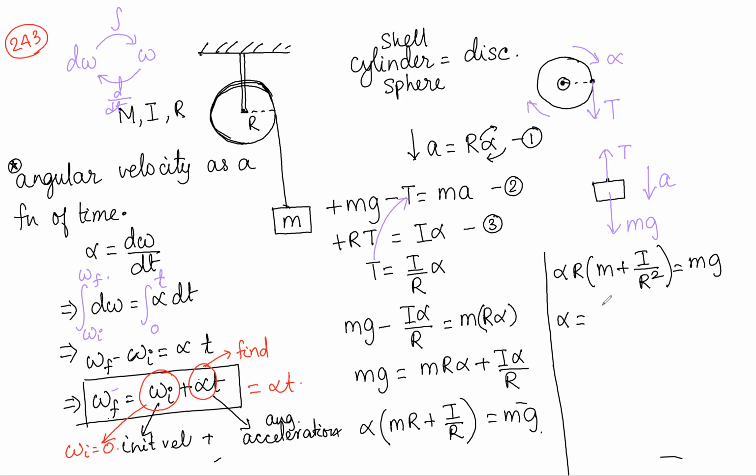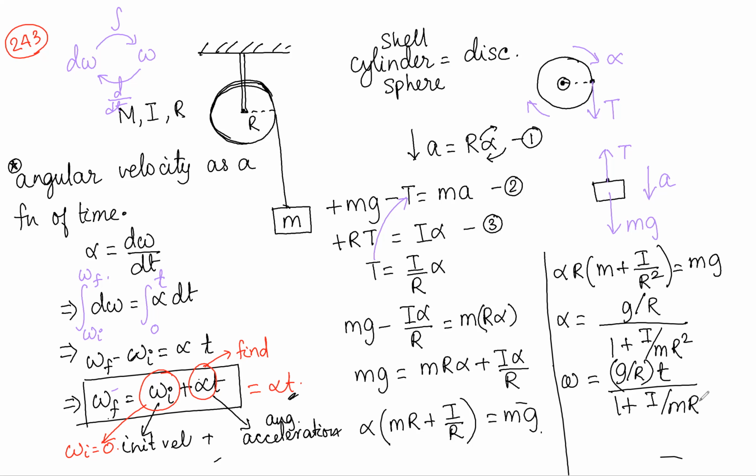Now what will be the value of alpha? m into g divided by r divided by m plus I divided by r square. You can simplify this further. What can you do? You can cancel the m from the numerator, so m goes from the numerator, and m also goes from the denominator, so you will basically get a slightly different equation over here. You will get 1 plus I divided by m r square. So this is our alpha. What we wanted was the angular velocity as a function of time, which will be equal to g by r. Just remember that we have to multiply by t. So you multiply it with t and you leave it as it is, 1 plus I divided by m r square.